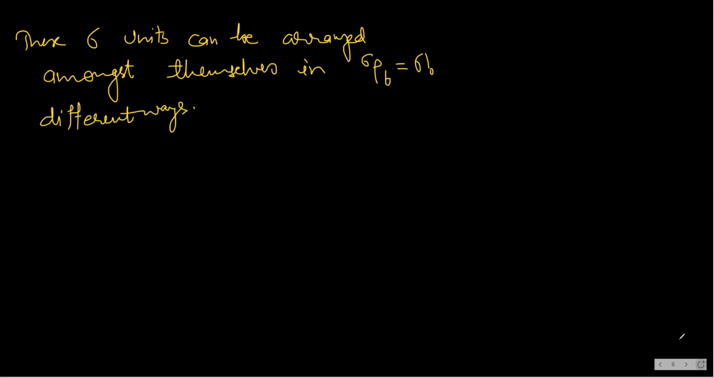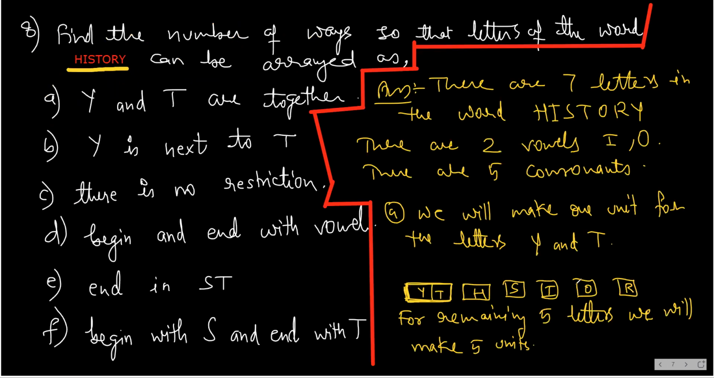Different. Now, is it done? Is it over? Not yet. Why? Because, see students, this yt can come anywhere. When you have that 6P6, that is 6 factorial arrangement, it will always be in the form yt, that is, you will always have y before t, or you will always have t next to y.